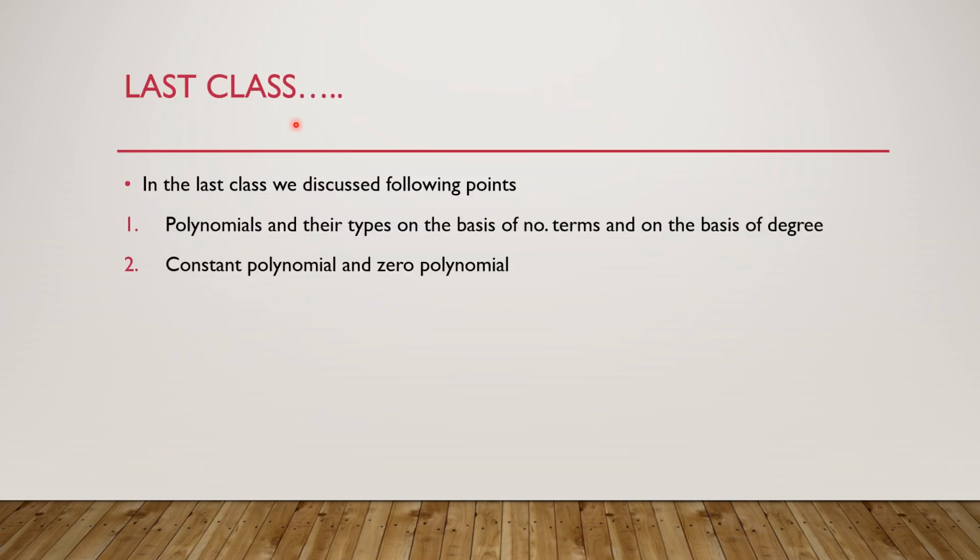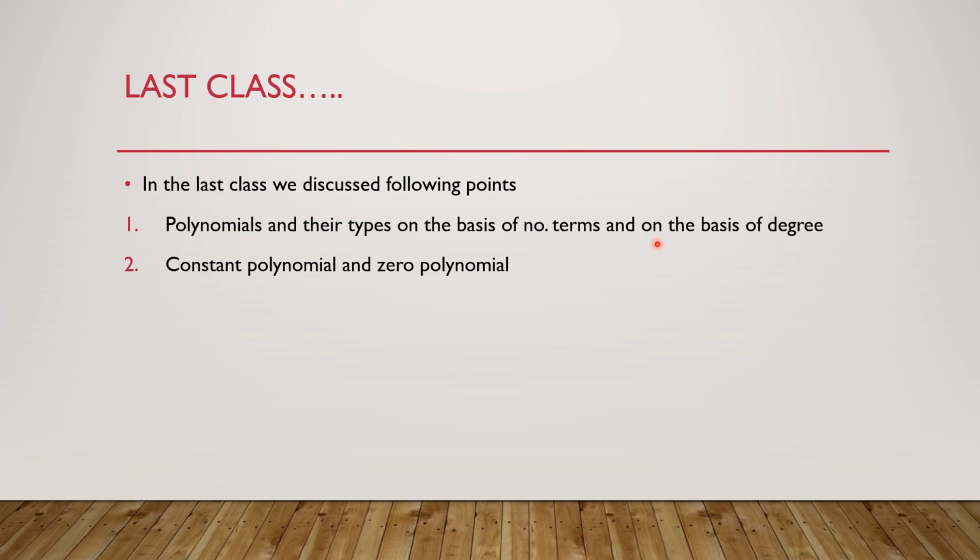In the last class, we discussed polynomials and their types. In the types, we saw that there are two bases. First basis is number of terms. If number of terms is 1, they are known as monomial. If number of terms is 2, binomial. Number of terms is 3, trinomial, and so on.